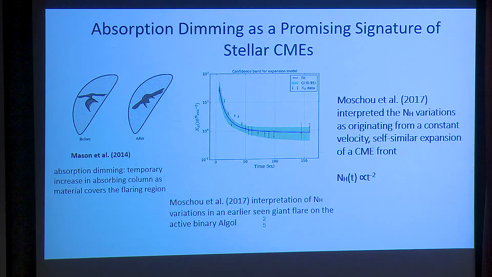This is an example from a few years ago interpreting the time dependence of variations of the column density of hydrogen that you infer when you do X-ray measurements. You need to account for the fact that there's usually some interstellar hydrogen between you and the star, but if you have some circumstellar extra absorption, you can see that in the temporal domain. And this was interpreted as originating from a constant velocity, self-similar expansion of a CME front.